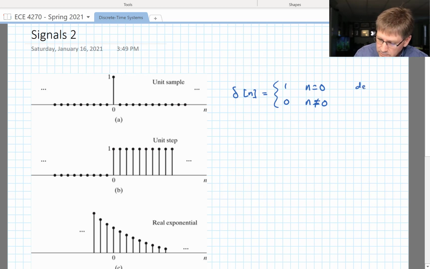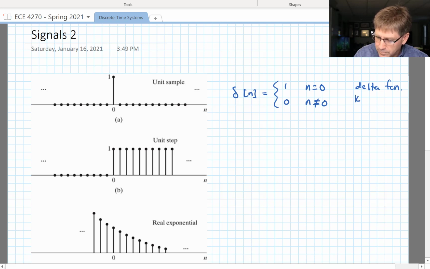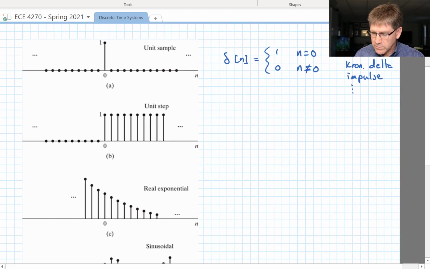This is called a delta function, or Kronecker delta, or impulse. Multiple names. It shows up a lot. You might have noticed that the more something shows up, the more common it is, the more likely you are to have multiple different names for it. Okay, the next is the unit step.